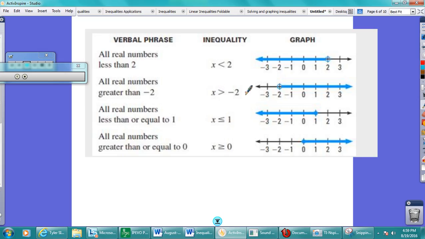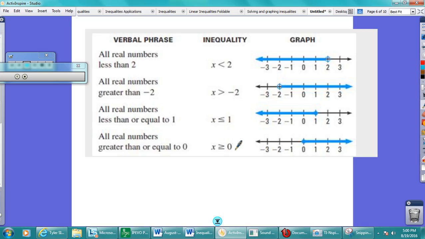Now we have x is greater than negative 2. Step 1, locate negative 2 on the number line. This is a greater than sign, so it's an open circle. We know everything to the right will satisfy this inequality: all real numbers greater than negative 2. Now, x is less than or equal to 1. Find the 1 on the number line. It's a less than or equal to, so it's a solid circle because we're including the number 1. We draw our arrow to the left. That means all these numbers to the left will satisfy this inequality.